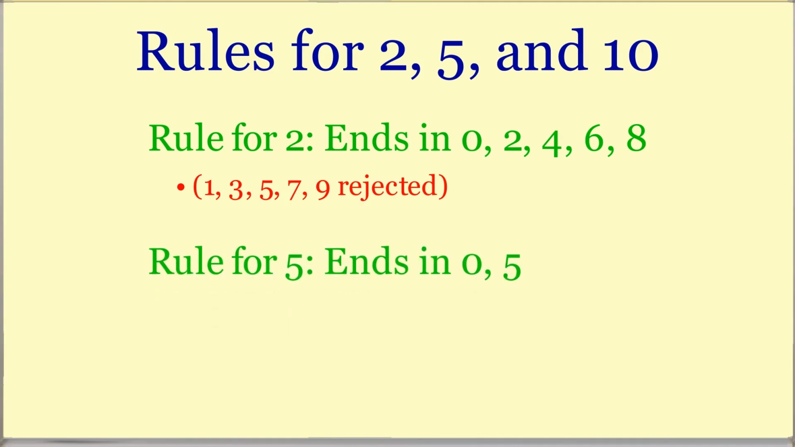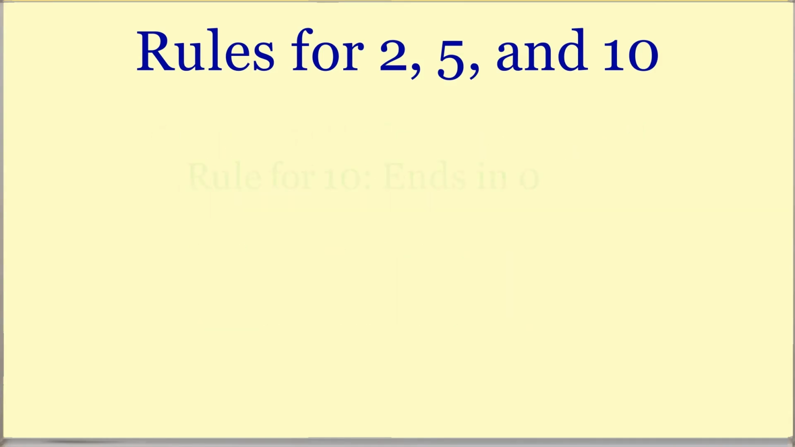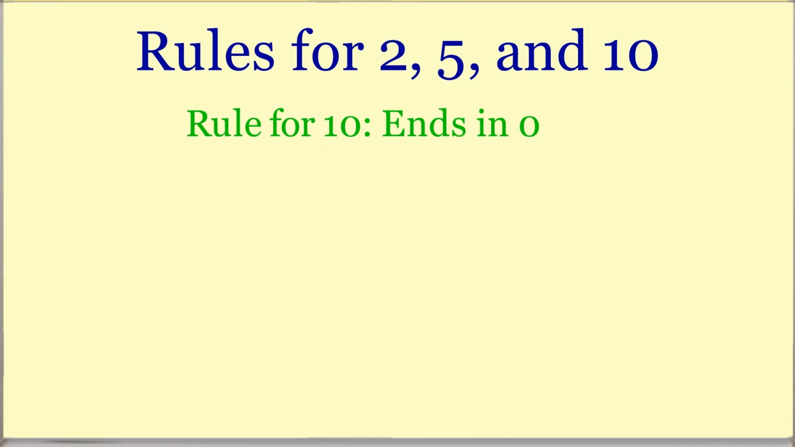For 5, the winning digits are exclusively 0 and 5. Any other ending, whether it is 1, 2, 3, 4, 6, 7, 8, or 9, instantly rejects the number and makes it completely indivisible by 5. For 10, the absolute only winning digit is a perfect 0. Anything else makes the number indivisible.